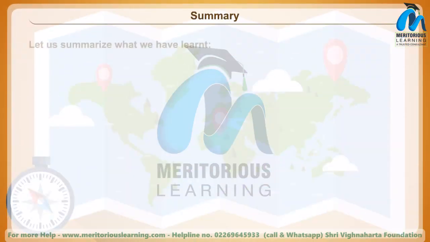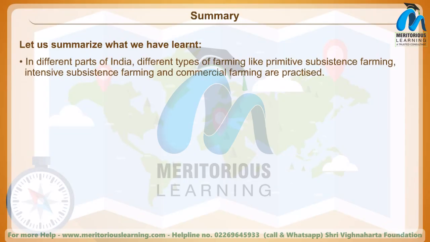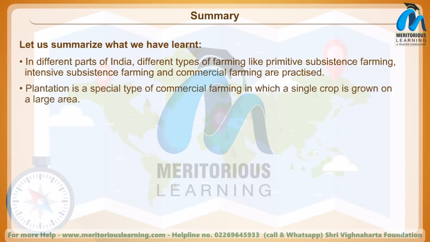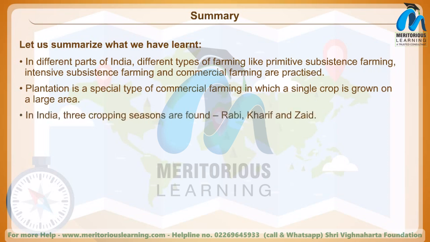Summary. Let us summarize what we have learned. In different parts of India, different types of farming like primitive subsistence farming, intensive subsistence farming, and commercial farming are practiced. Plantation is a special type of commercial farming in which a single crop is grown on a large area. In India, 3 cropping seasons are found: Rabi, Kharif and Zaid.